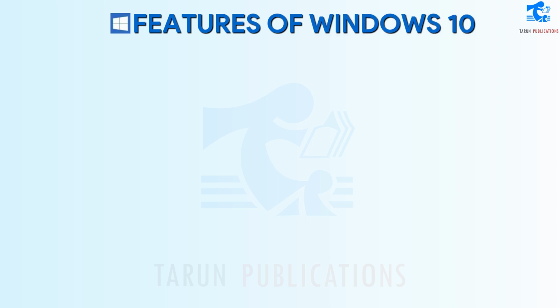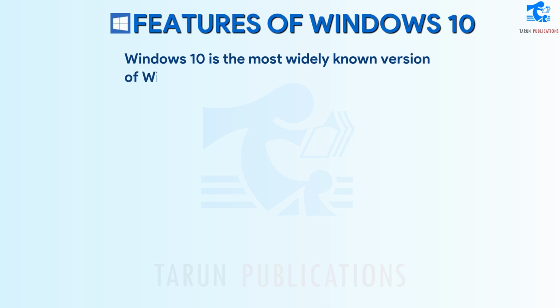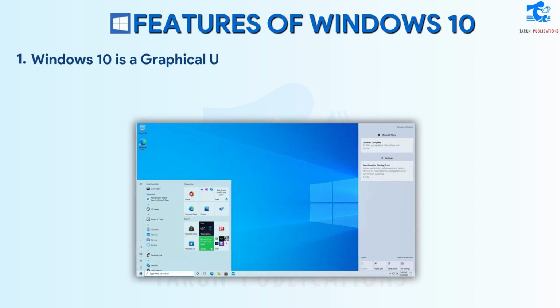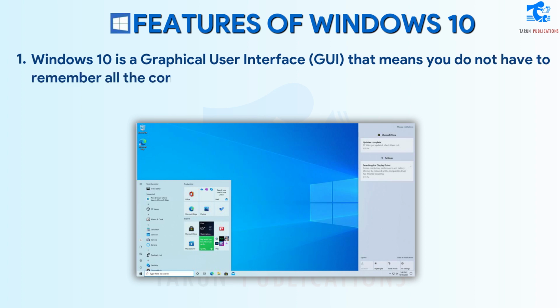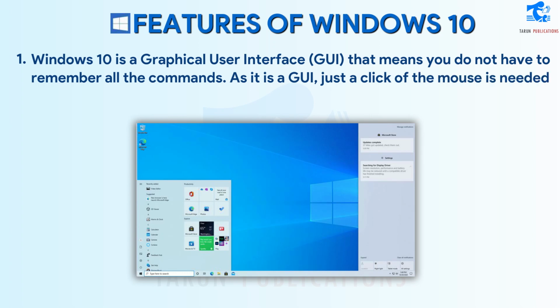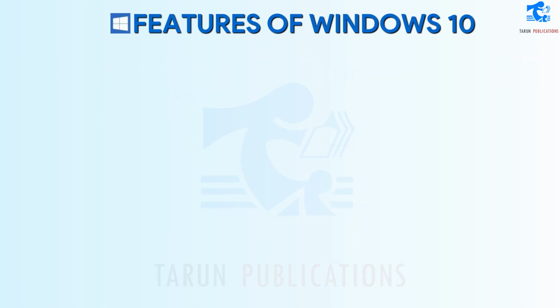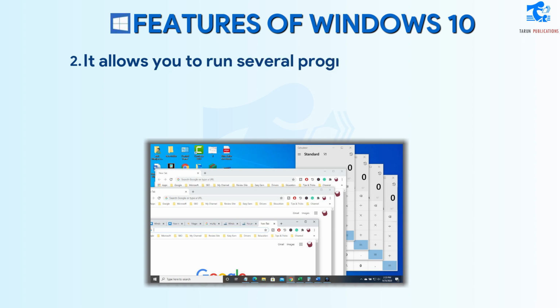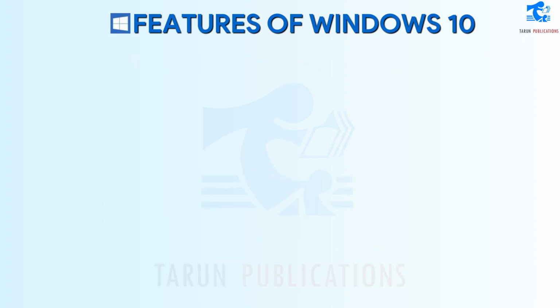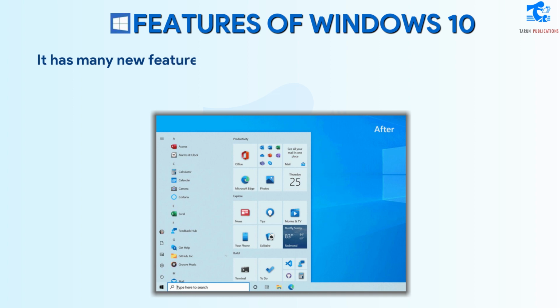Features of Windows 10. Windows 10 is the most widely known version of Windows OS. Following are some of its features. Windows 10 is a graphical user interface, GUI, that means you do not have to remember all the commands. As it is a GUI, just a click of the mouse is needed to get work done. It allows you to run several programs simultaneously. It has many new features that were not in the previous versions of Windows.